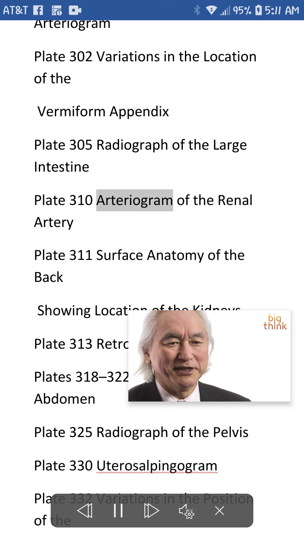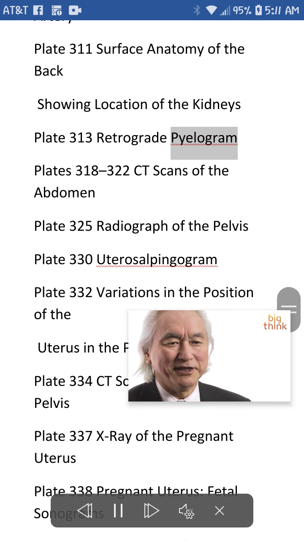Plate 310, arteriogram of the renal artery. Plate 311, surface anatomy of the back, showing location of the kidneys. Plate 313, retrograde pyelogram. Plates 318 to 322, CT scans of the abdomen.